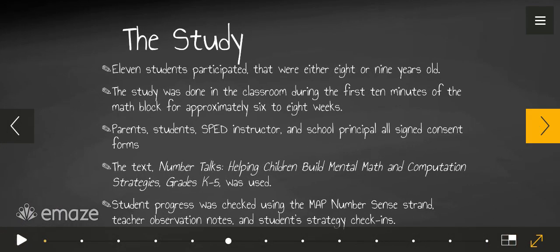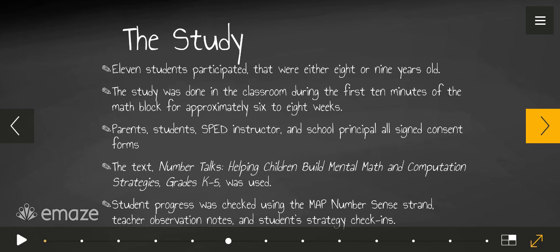As I completed the study, I had 11 students that participated that were either 8 or 9 years old. The study was done in my classroom during the first 10 minutes of the math block for approximately 6 to 8 weeks. Before completing the study, I had permission slips signed from parents, students, my SPED instructor, and my school principal.